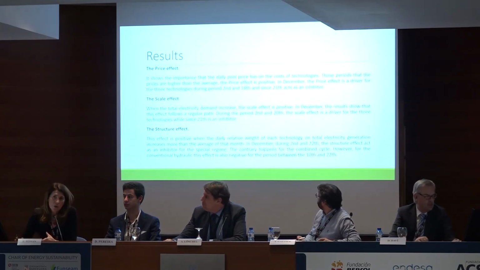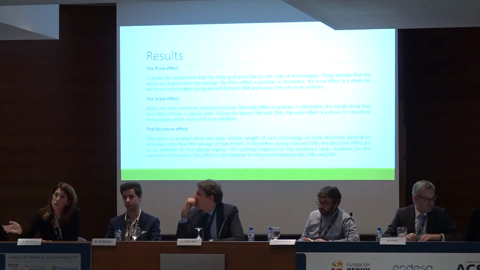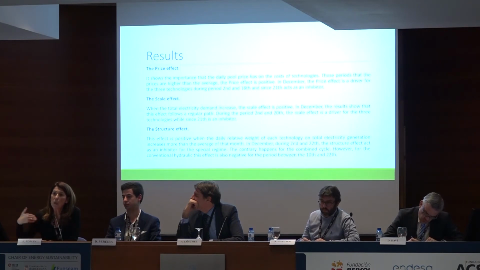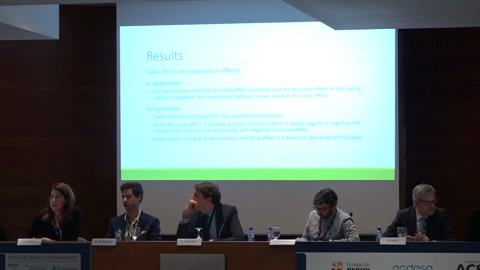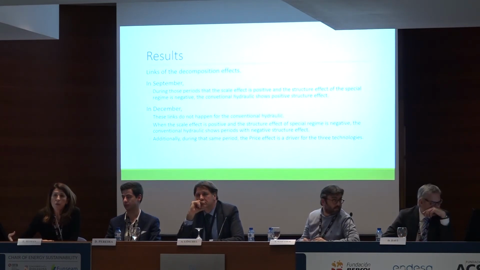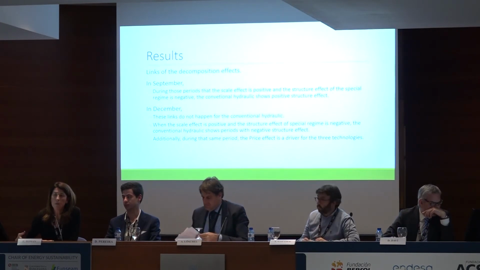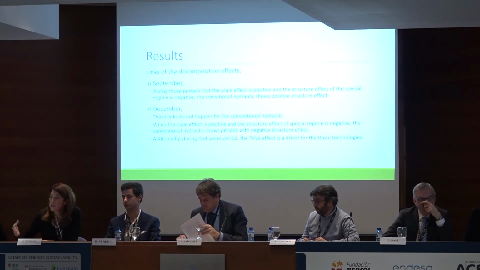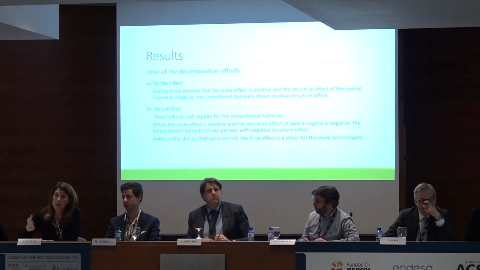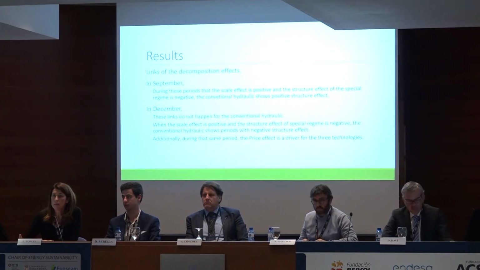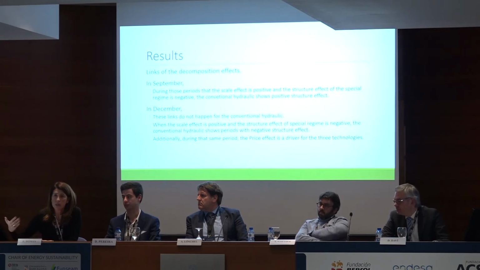So this is more or less our results. First of all, we look at the cost. We see which are the main differences in terms of the average. Then we look at the decomposition effects, and we look at the behavior in every month and every technology. What we find, if we link all these decomposition effects, is that during the month of September, what seems to be usual is that when the scale effect is positive, because there is an increase of demand, the structural effect of the special regime is negative because it can't supply this energy, it can't go in, then the other two technologies are positive in their structural effect. The relative weight of these technologies increases, so they supplement this other technology that can't do it during that period.